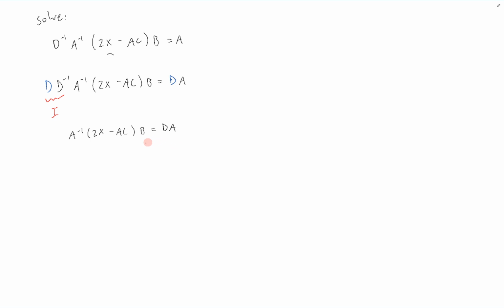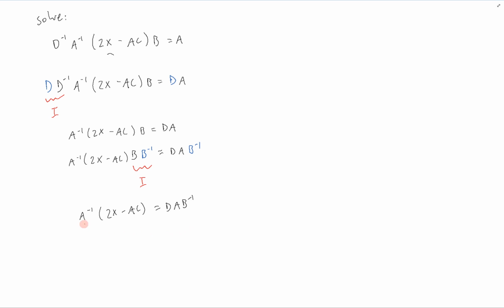Now, we can do this again, and let's say now we multiply on the right side. We're going to multiply by B inverse. So we have A inverse (2x minus AC) times B inverse, and that's equal to DA, and then also times B inverse. The order again matters, and we see here we have the identity matrix, and so this simplifies down to A inverse (2x minus AC) is equal to DAB inverse.